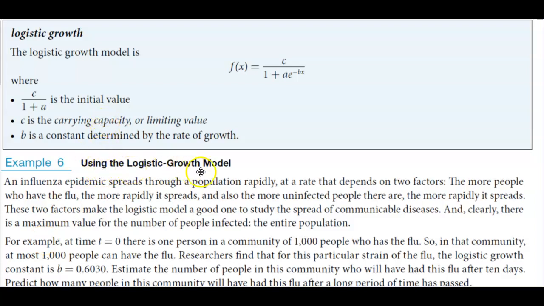Okay, using the logistic growth model. Now, the logistic growth model is f of x equals c divided by 1 plus a e to the negative bx, where c over 1 plus a is the initial value, c is the carrying capacity or limiting value, and b is a constant determined by the rate of growth.